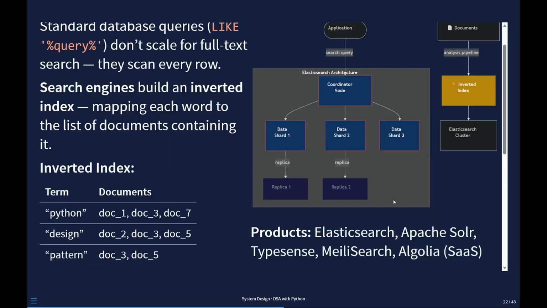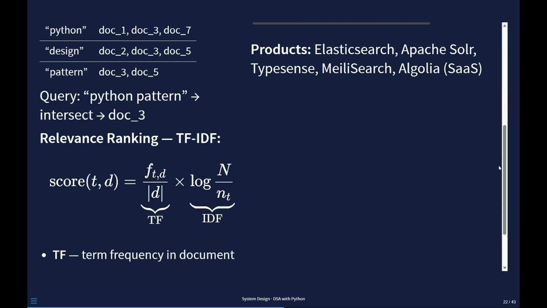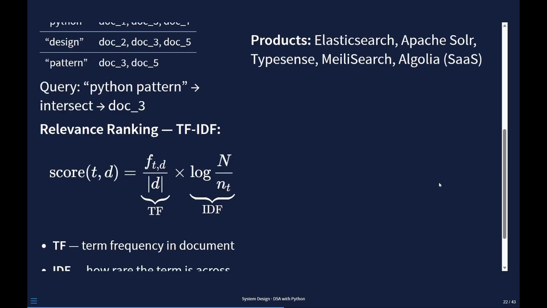Products: Elasticsearch and Apache Solr are the mature self-hosted options. Typesense and Meilisearch are modern, developer-friendly alternatives. Algolia is the SaaS option.